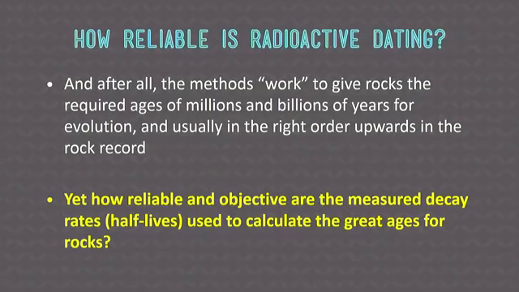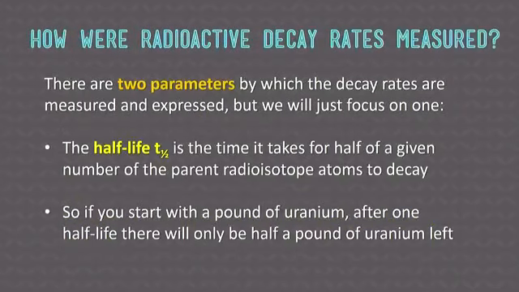But a question I asked myself several years ago, how reliable and objective are the measured decay rates that are used to calculate the great ages? And I'm going to summarise, like I said, 200 pages of technical literature that I produced as a result of this research. I went back to all the original papers. How are these decay rates measured? There are two parameters. And one of them is the half-life. You've probably heard that, and that's one we'll focus on.